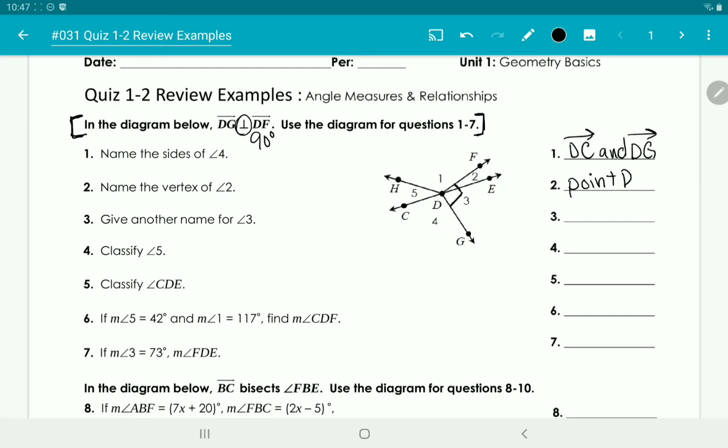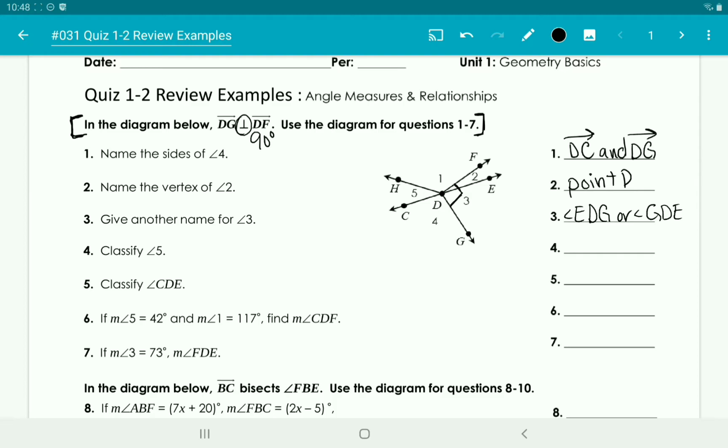Number 3 says to give another name for angle 3. It's angle 3, but we can also name it using the points on it. So EDG, so it's going to be angle EDG. Or we could also name it angle GDE, as long as D, the vertex, is in the middle. The main thing to know when you're naming an angle is to use 3 of the points on it, and the vertex has to be in the center.